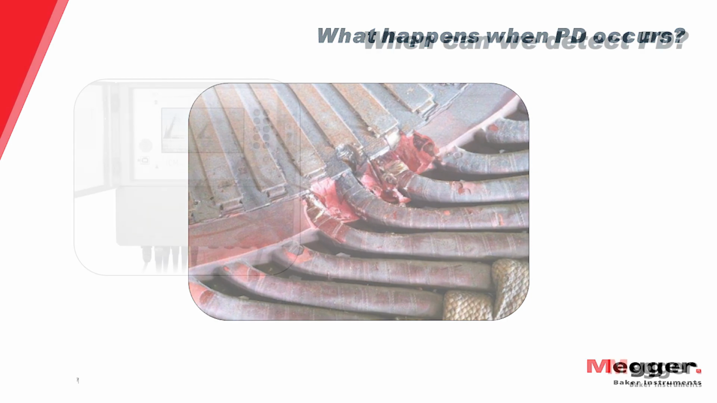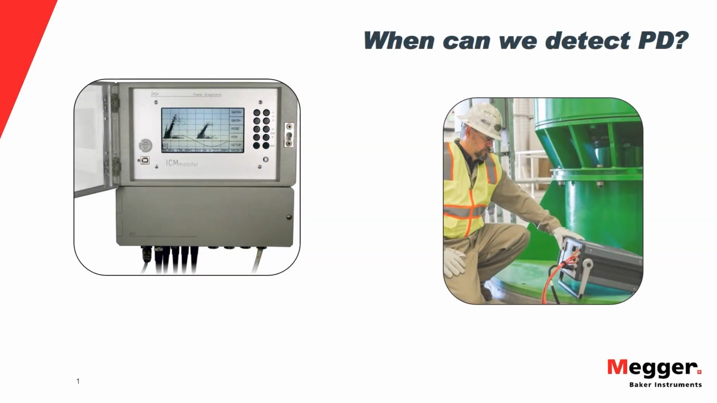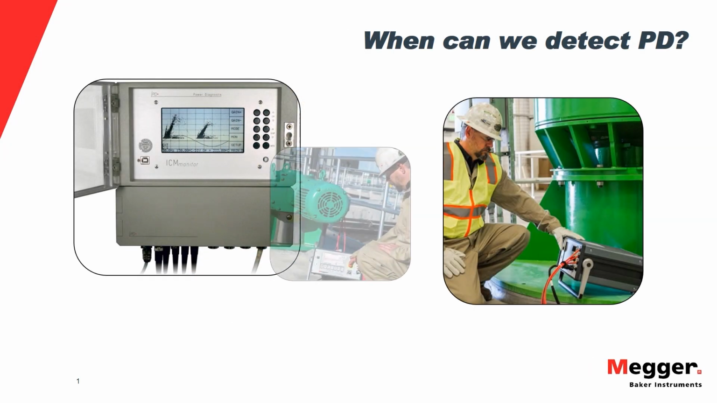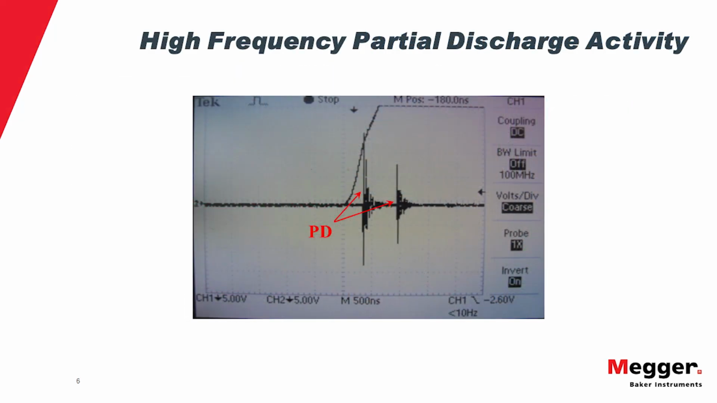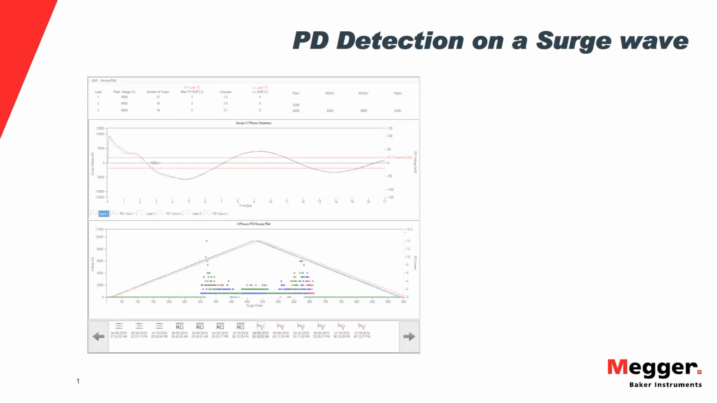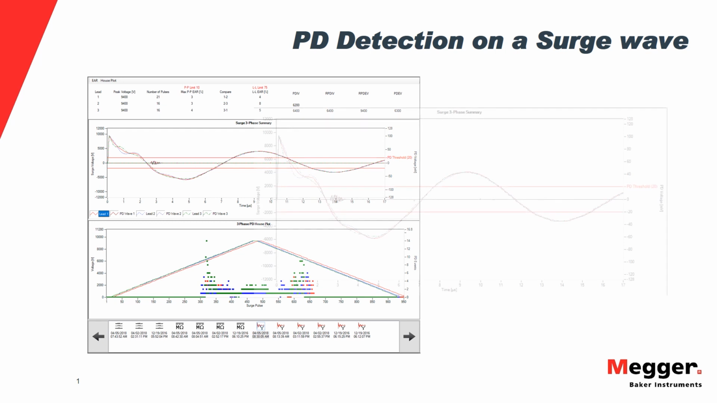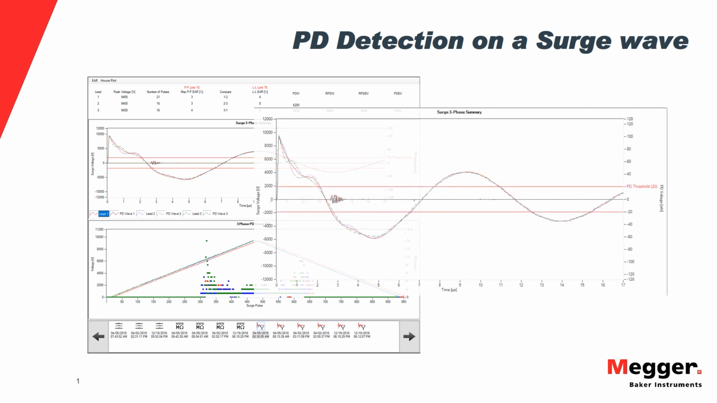The presence of partial discharge can be detected while the motor is running and also while the motor is being surge tested. The Baker DX tester has the capability to detect high-frequency discharges associated with partial discharge during a surge test. The Baker DX will provide the voltage level at which the partial discharge activity occurs. This evaluation can be used as a quality check for a manufacturer or as a predictive failure indication by the end user during field testing.